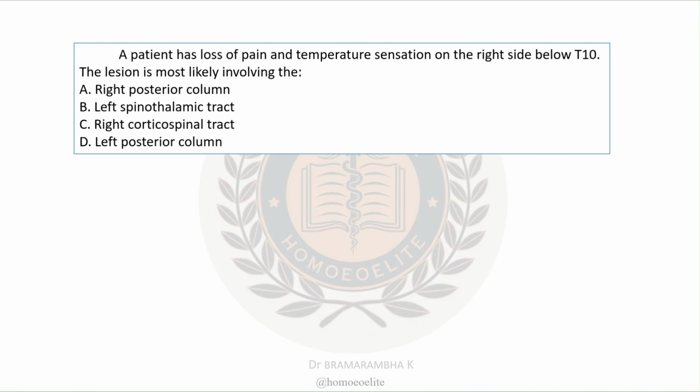Followed by another MCQ. A patient has a loss of pain and temperature sense on the right side below T10. The lesion is most likely involving the right posterior column, left spinothalamic tract, right corticospinal tract, or left posterior column. In this session, I'm mainly trying to teach the topic through MCQs so that it does not become more of a theory session, and so that you are active in this kind of session.